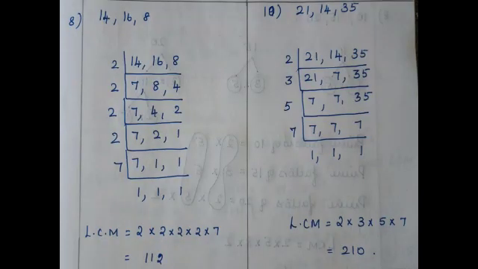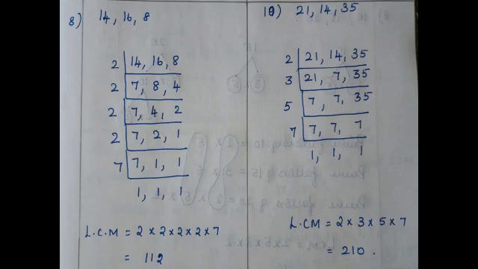Let us see the next sum: 14, 16, 8. You will do it in the form of the short division method. The smallest common prime factor is 2 here, so you start dividing by 2. 7 2s are 14, 8 2s are 16, 4 2s are 8.